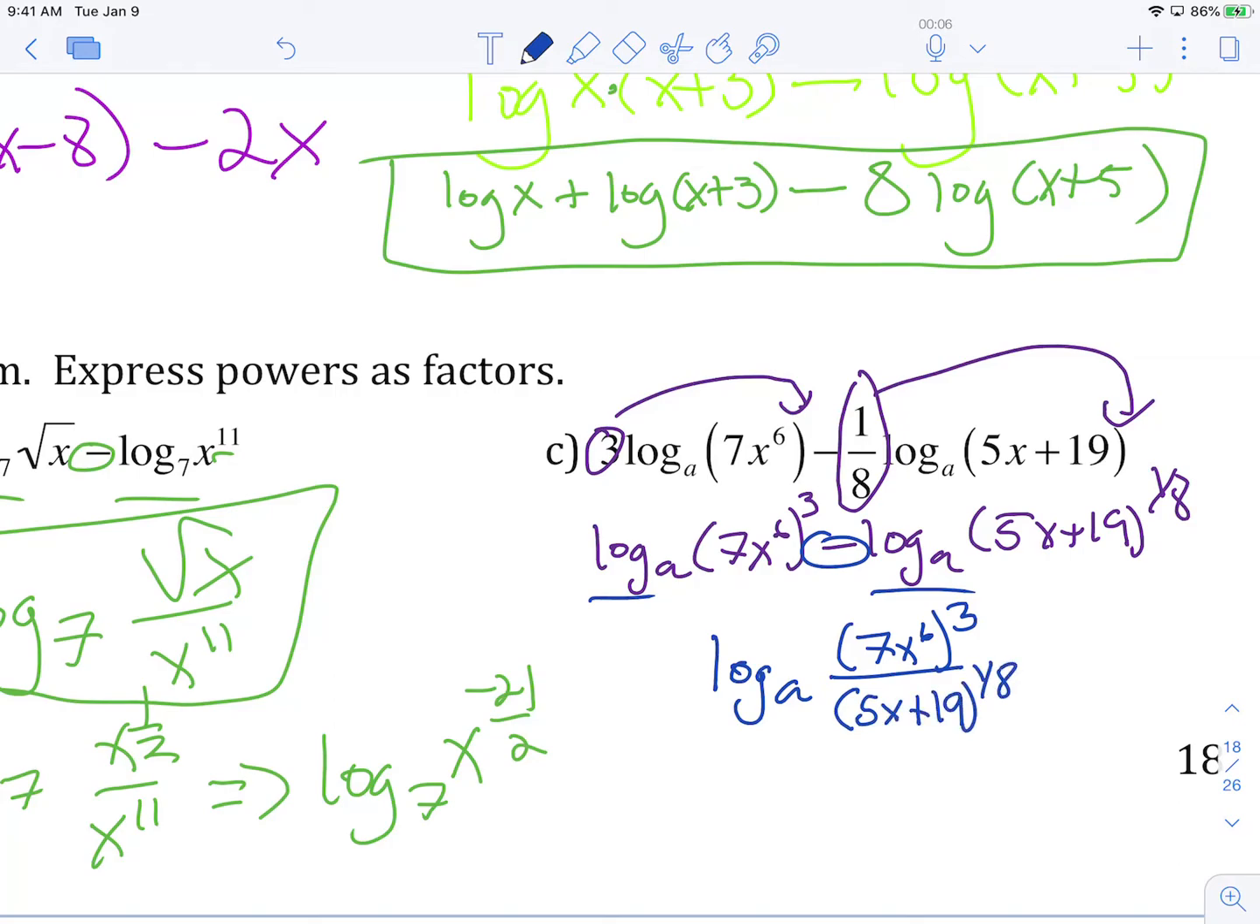Okay, and again, it's a single logarithm. The biggest mistake, if I remember from last year, is kids wanted to write log a over log a. No, you don't have to do that. This is it, right? You're writing it as a single logarithm.